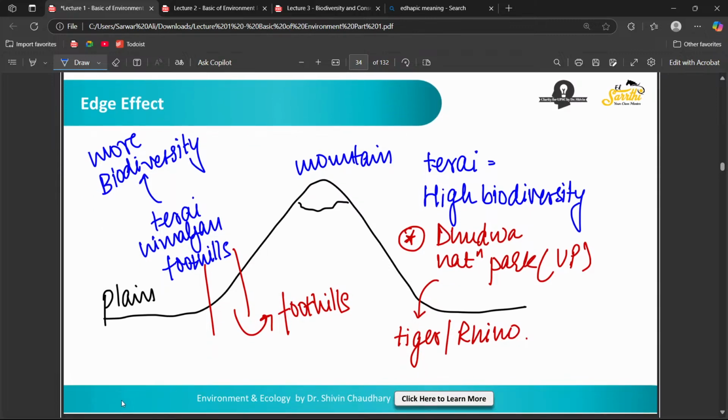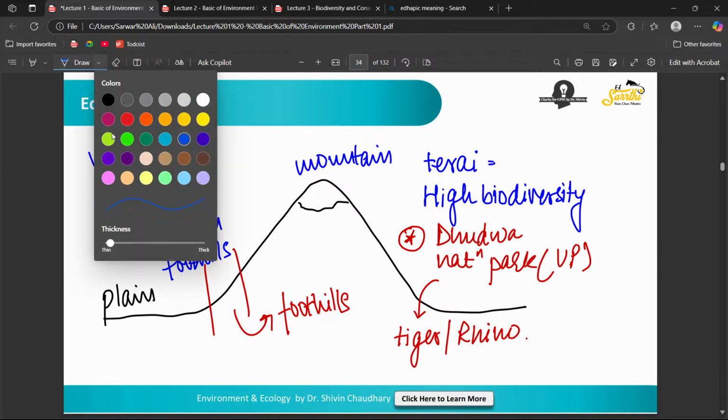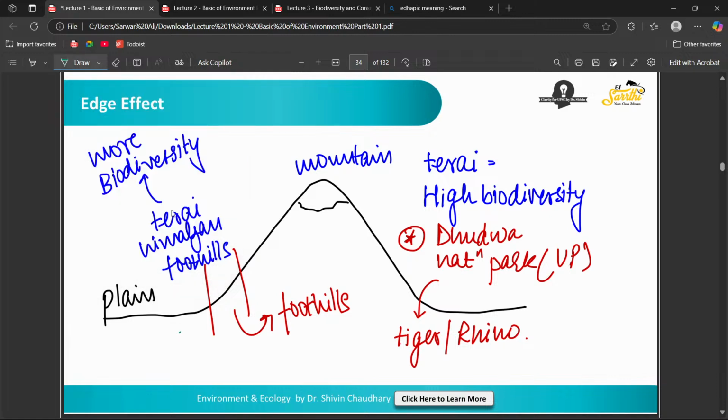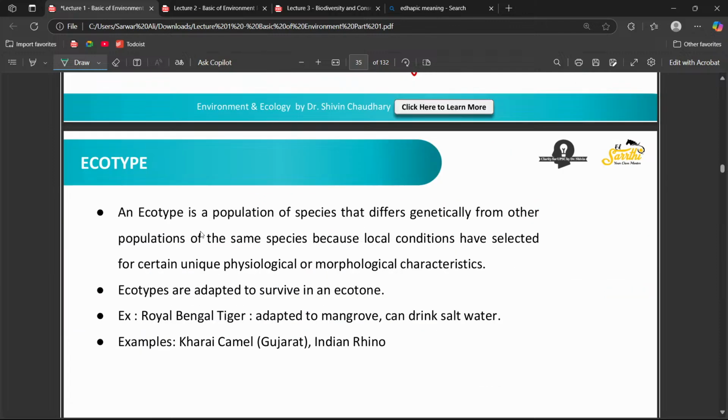Edge effect, let's see. These are the plains. These are foothills. Wait, let me change my pen color so you realize what I am drawing instead of what has already been written. Okay, so these are plains and these are foothills. These are mountains. Foothills are basically where the plain meets the mountain. Example is Terai Himalayan. Terai has a lot of biodiversity. Terai is equal to high diversity. Then there is Dudhwa National Park in UP, which has tiger and rhinoceros. This is a mountain. So this is also edge effect.